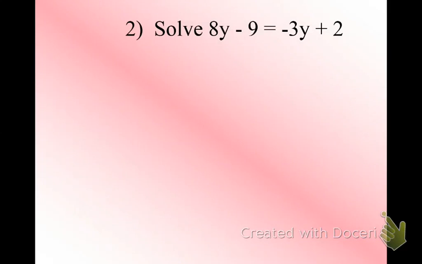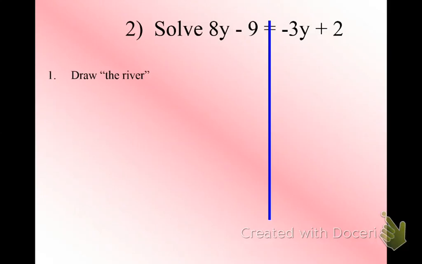All right, let's try a new problem. It says solve 8y minus 9 equals negative 3y plus 2. All right, good. So again, I see variables on both sides of my equation. I see an 8y here and a negative 3y here. So I want to get those on one side of the equation. I'm trying to group all of my variables together. So the first thing we're always going to do is draw this river. So there's my river.